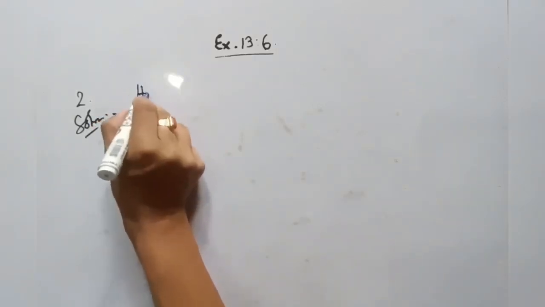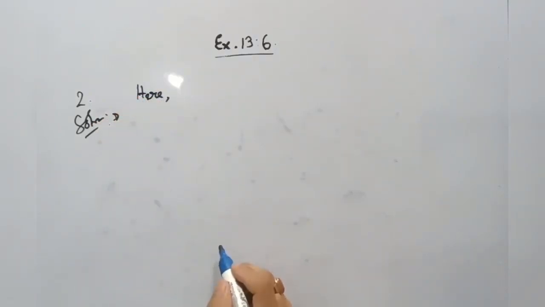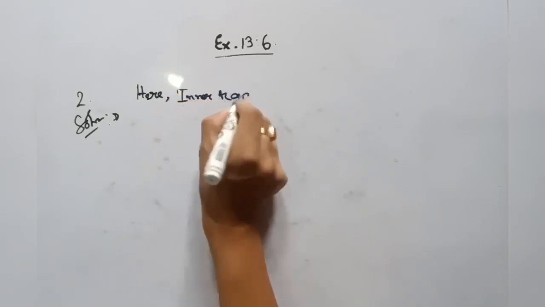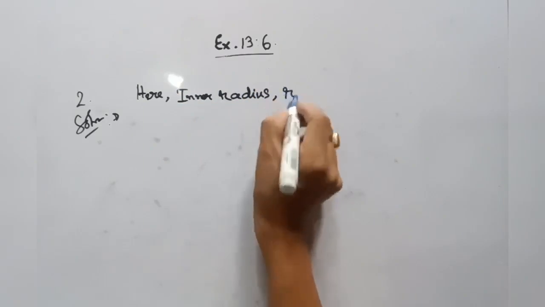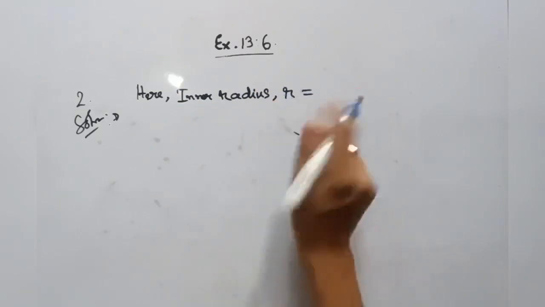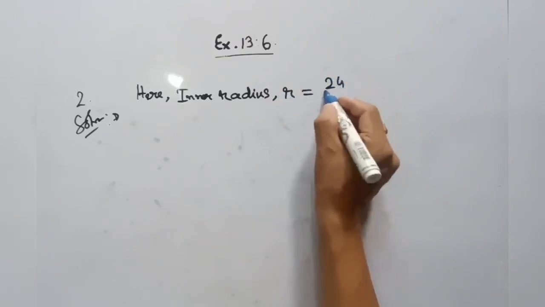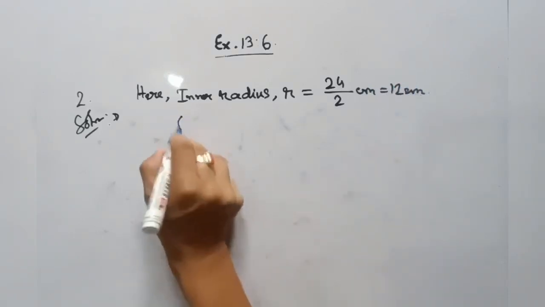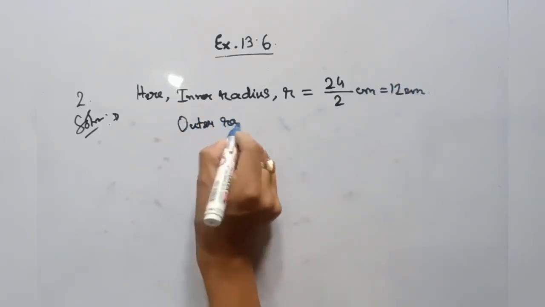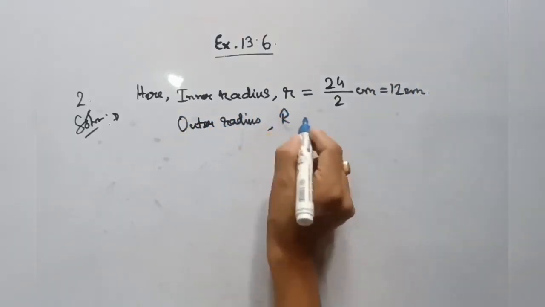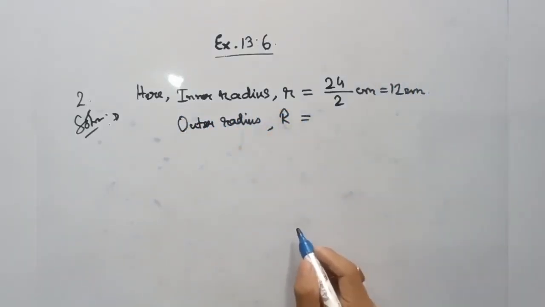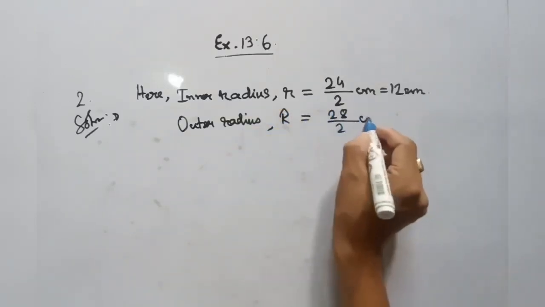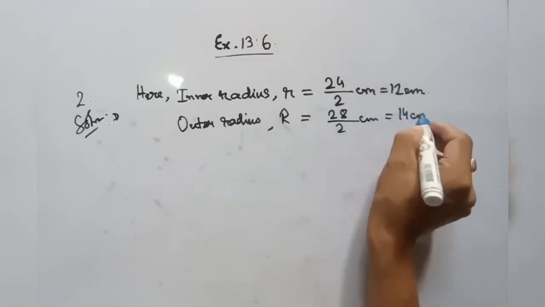In the question, it is given that the inner diameter of the wooden cylindrical pipe is 24 centimeters. So the inner radius of the pipe represented by the small letter r will be equal to half of the diameter, that is half of 24. So 24 by 2 centimeter equal to 12 centimeter. And the outer radius will be represented by capital R. Outer diameter is given as 28 centimeters, so the outer radius will be half of the 28. So the outer radius will be 14 centimeter.